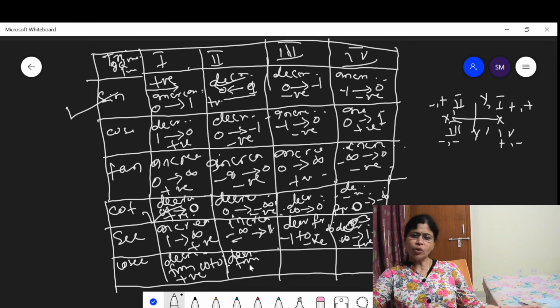In the second quadrant, it is decreasing from 1 to infinity, which means positive value. And in the third quadrant it is also decreasing from minus infinity to minus 1, and in the fourth quadrant this is decreasing from minus 1 to minus infinity.